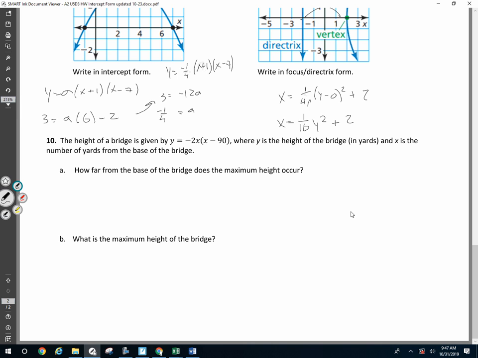We've got a bridge. The height of the bridge, the number of yards from the base of the bridge, is given by this. How far is the base of the bridge? Think about this. It's like negative 2x times (x minus 90), something that looks like this. Where are the zeros? At 0 and at 90. How far from the base of the bridge does the maximum height occur? Since it's a quadratic, it will occur halfway in between. What is halfway in between? When x is 45.